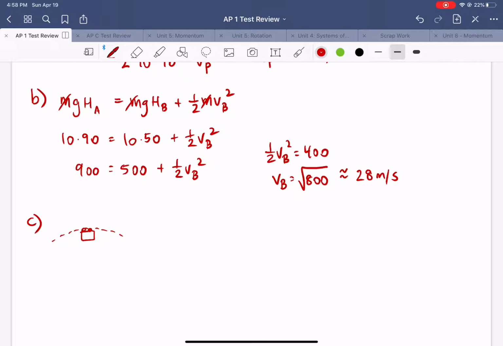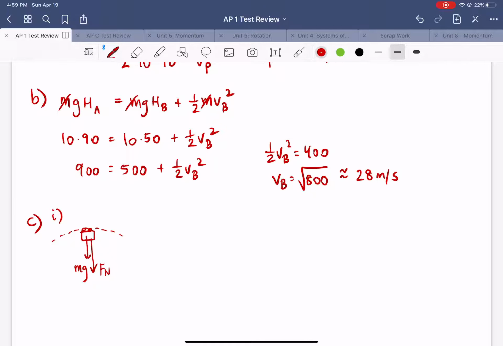Well, there's going to be a gravitational force, which is always straight down. We call that mg. There's also going to be a normal force exerted on the cart by the track. Since the track is above the cart, the normal force has to be downward. So these are our two forces. Both of them point in the downward direction. So this is the first part of part C.